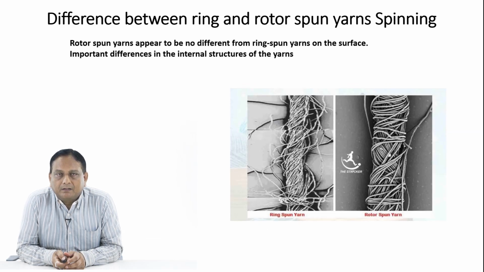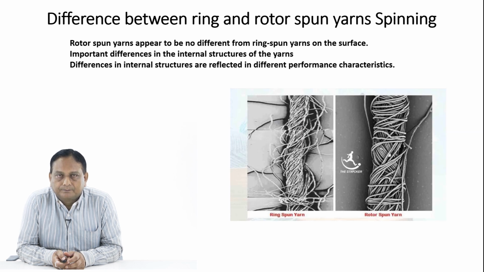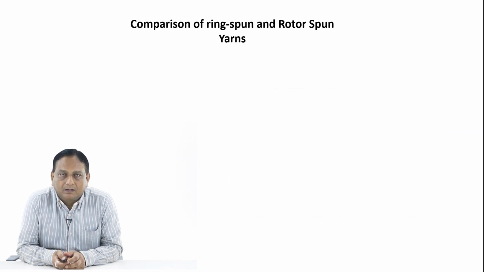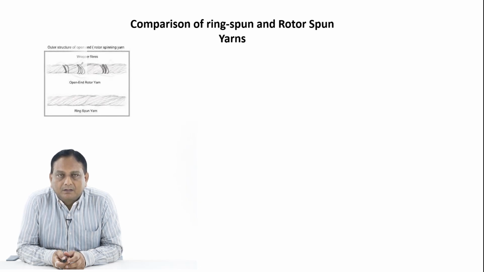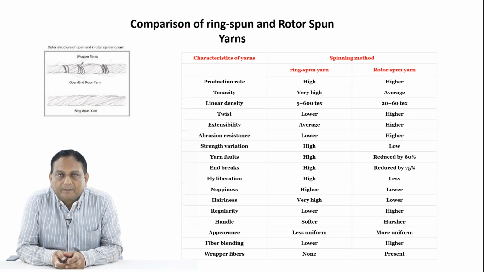Rotor spun yarns appear to be no different from ring spun yarn on the surface. The important differences are in the internal structure of the yarns. Differences in internal structure are reflected in different performance characteristics when you use such yarn in the fabric or the garment. Now, a comparison of ring spun and rotor spun yarns. This is the structure of ring spun and rotor spun yarn, and a variety of parameters are available to compare between them.